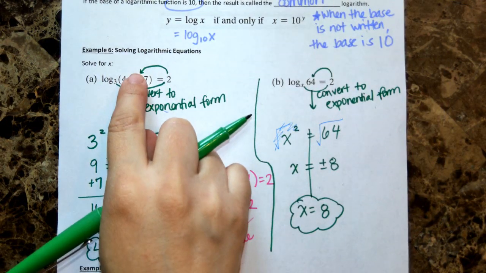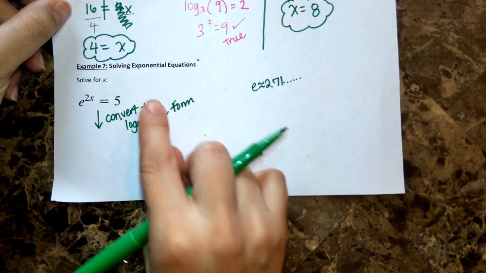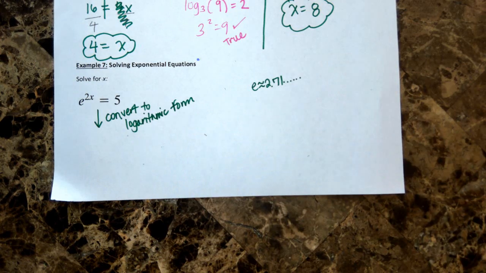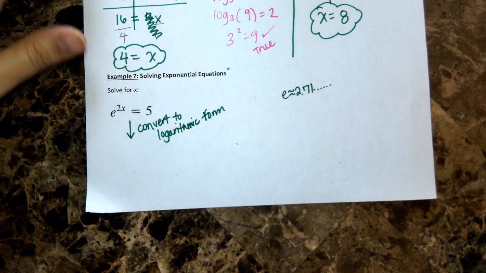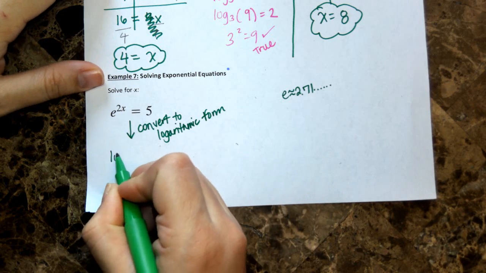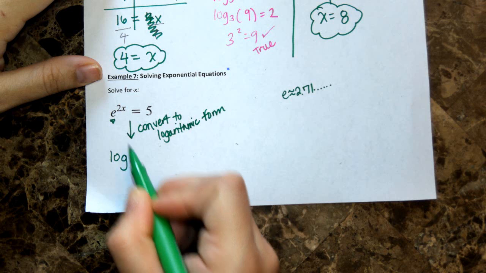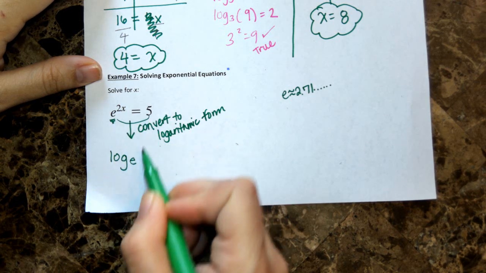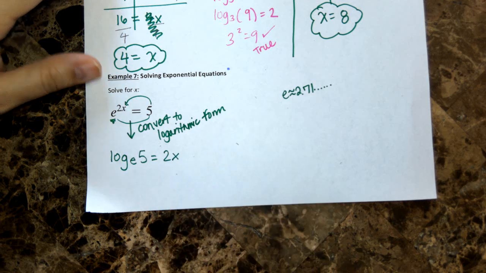Sometimes a problem is easier to do in exponential form, so you want to convert to exponential. Sometimes it might be more useful to be in logarithmic form, so that's why you'll convert to logarithmic form. So that's what we're going to do. The way this would be written in logarithmic form, it would be log. Your base is whatever has an exponent on it, which is e, of 5, and then set it equal to the exponent, which is 2x.